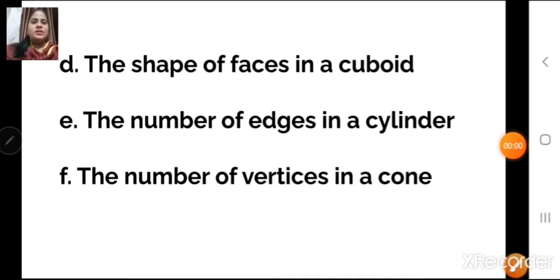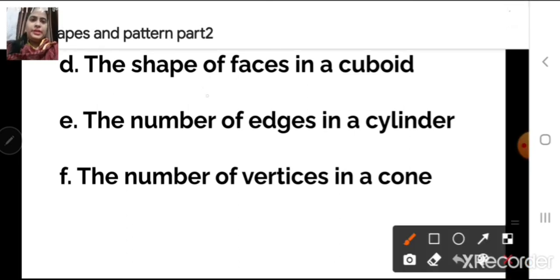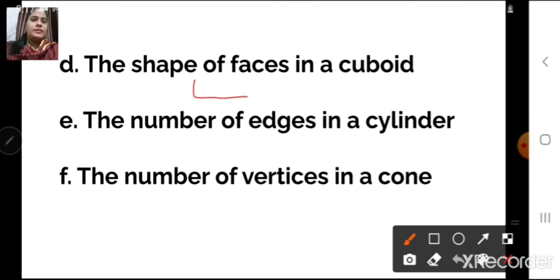Next one is D1. The shape of faces in a cuboid. Now, if I draw one face of a cuboid, it looks like this. So, what is this face, children? This shape or this face looks like a rectangle.